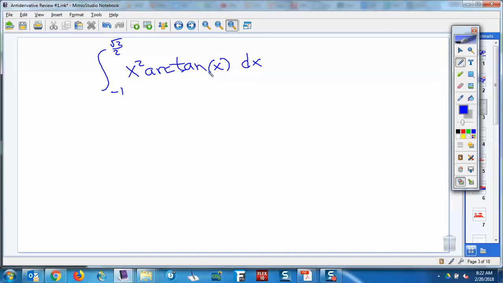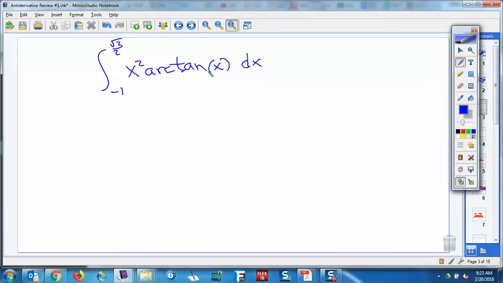But if this was a gateway test, how would you know? Well, again, because there's nothing to let u equal, right? I mean, you can let u equal arctan. What's the du? What's the derivative? 1 over 1 plus x squared. Is that sitting there? It's not sitting there, right?